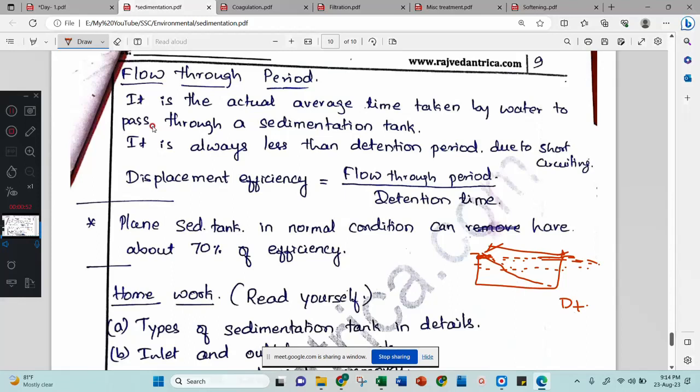And here also displacement efficiency will be there because escape is there, therefore efficiency will come. Flow through period divided by detention time, this is also time and this is also time. Then the plain sedimentation tank in normal condition can have about 70% efficiency. Which efficiency? Displacement efficiency will be 70%.